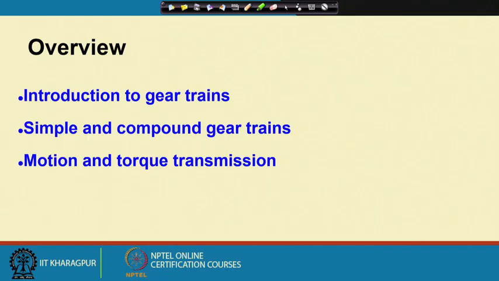In this lecture, I am going to introduce gear trains. We will discuss simple and compound gear trains and calculate the motion and torque transmission ratios. What is a gear train? A combination of gears used for motion transmission from an input to an output shaft.